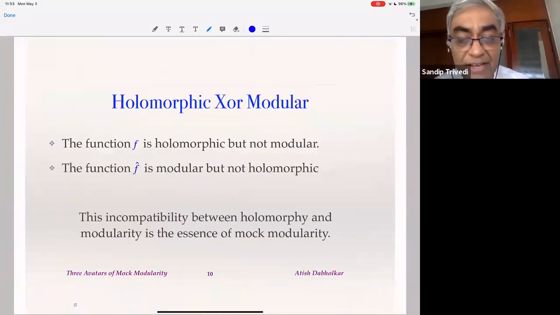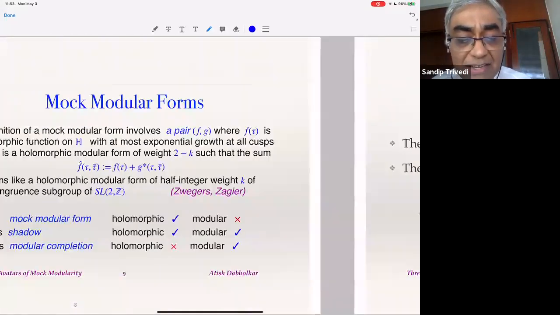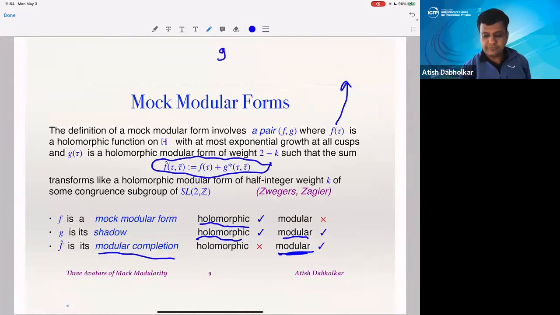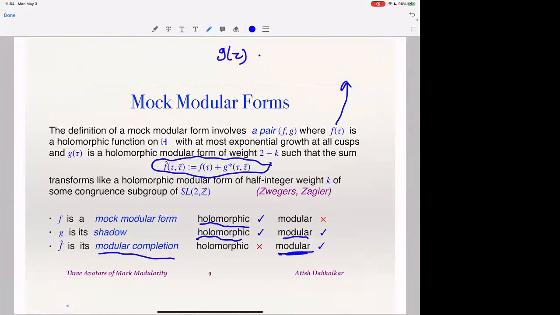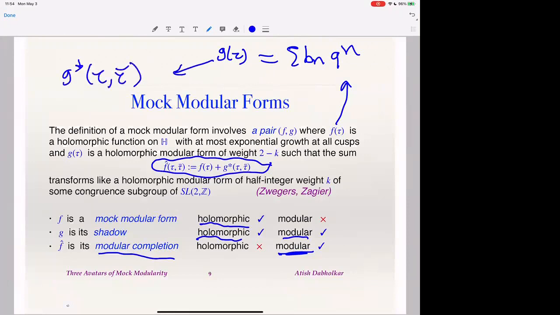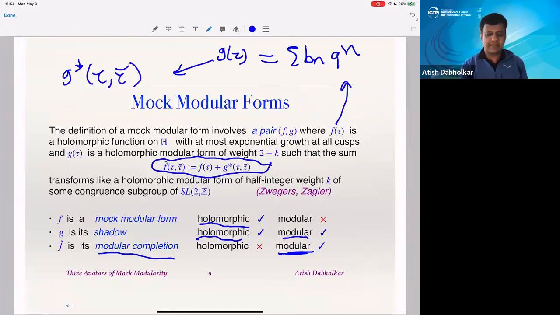Sorry, Atish, what is g star? Atish, g depends on both tau and tau bar, is it? No, g depends only on tau. But what is g star? Yeah, I'm going to now explain. Suppose g has some expansion in q^n with coefficients b_n. Then from this, I'm going to give you how to construct g star. So given the b_n's, you can construct a g star such that f plus g star becomes modular, magically.